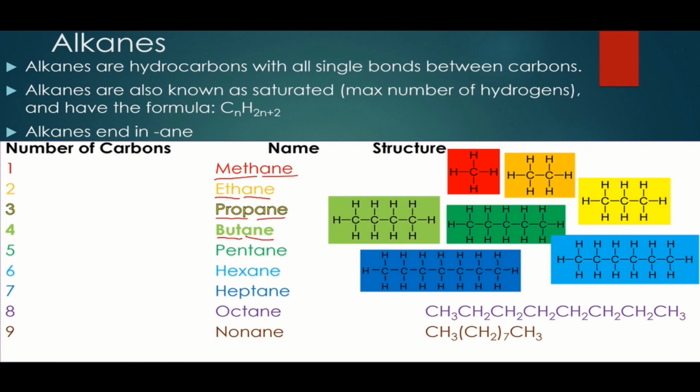we have the 2 carbons on the end that have the CH3 and the CH3, and then in between them we have 7 repeating CH2s. So 2 on the end plus 7 in the middle, 9 carbons, there's nonane. And finally, decane, 10 carbons, all single bonds. There's a very long decane chain. So that's naming for alkanes.